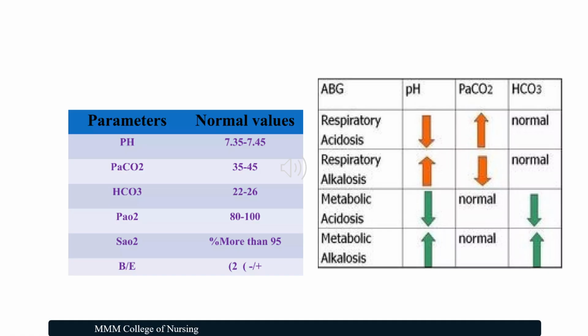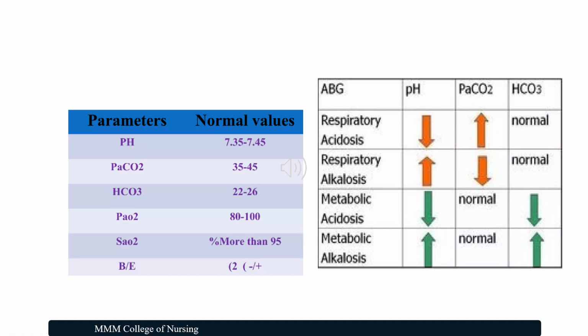In respiratory acidosis, when pH reduces and partial pressure of carbon dioxide increases, that leads to respiratory acidosis. And in respiratory alkalosis, the pH level increases and partial pressure of carbon dioxide decreases. Whereas in metabolic, the partial pressure of carbon dioxide is normal, but the bicarbonate level and the pH vary.